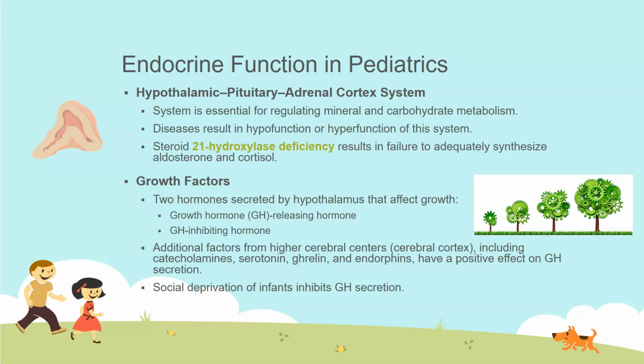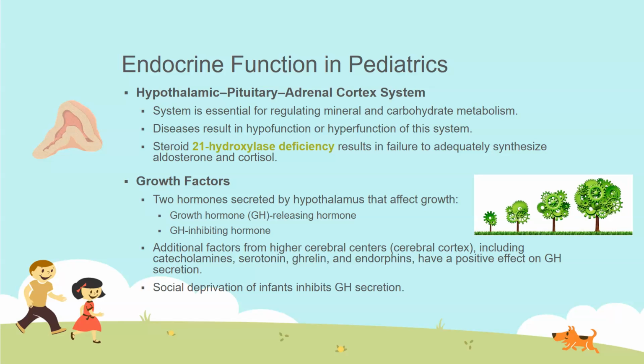And in growth factors, there are 2 hormones that are secreted by the hypothalamus that will affect growth. There's growth hormone releasing hormone and growth hormone inhibiting hormone, and of course then they affect the release of growth hormone from the pituitary. There are additional factors from the higher cerebral centers, the cerebral cortex, that include, for example, the presence of the catecholamines, that's your epinephrine, norepinephrine, dopamine, and all of that. Serotonin, ghrelin, which is the hunger hormone, and your endorphins.